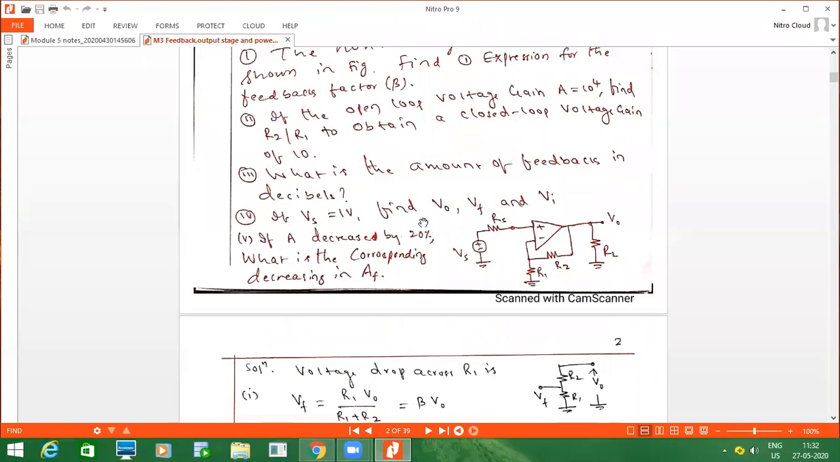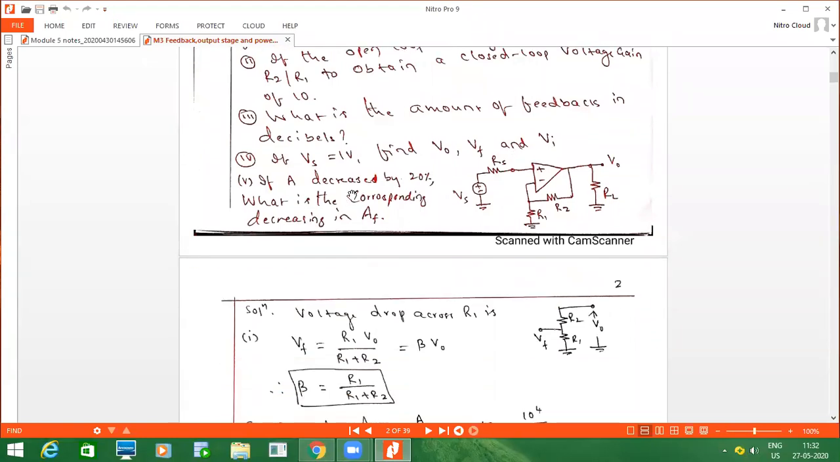This is one question. The last question: if A decreases by 20%, and initially it was 10 to the power of 4, now A is decreased by 20%, what is the corresponding decrease in AF? We have to calculate all these problems using this circuit diagram. Okay, so this is your normal non-inverting amplifier configuration.